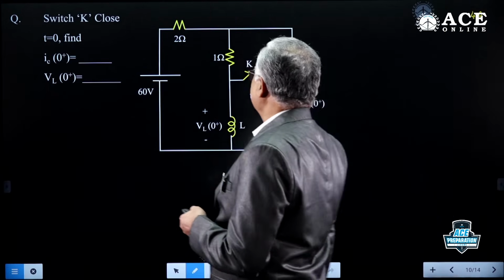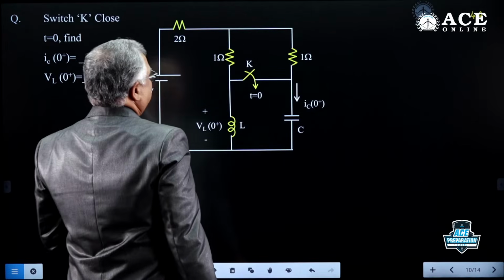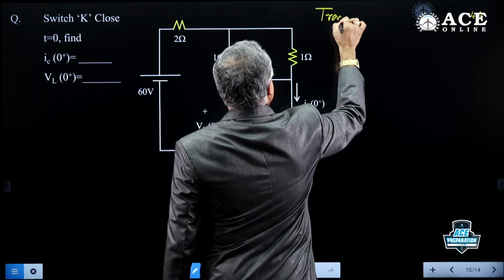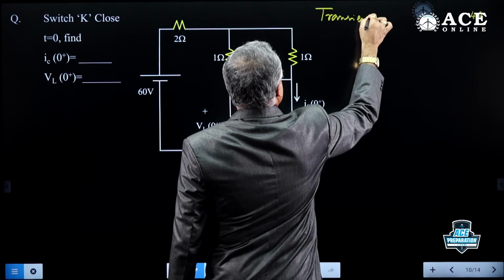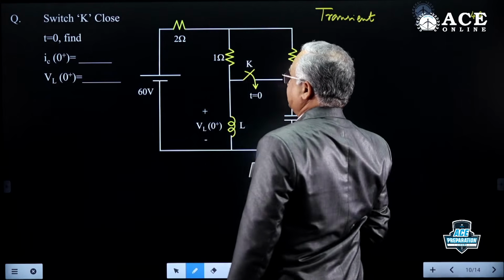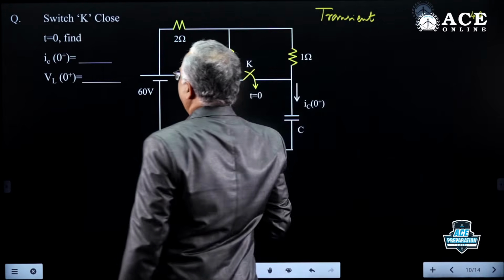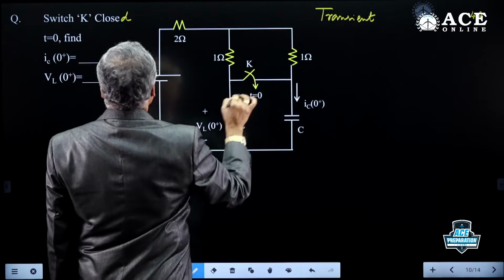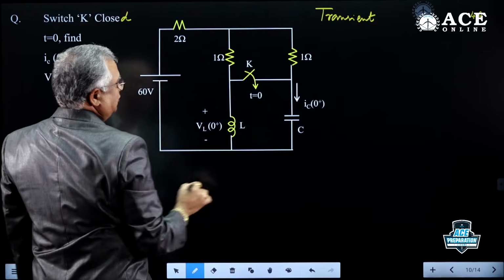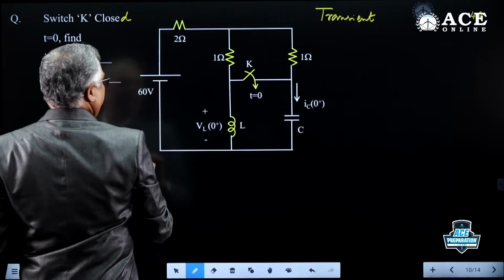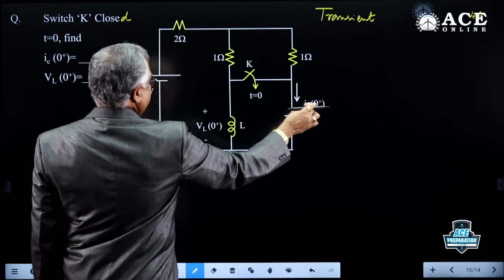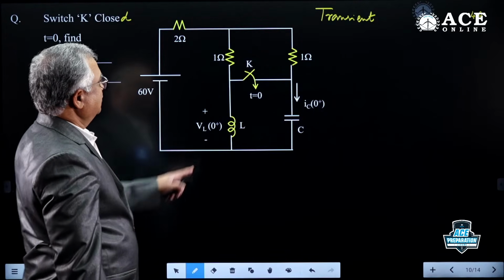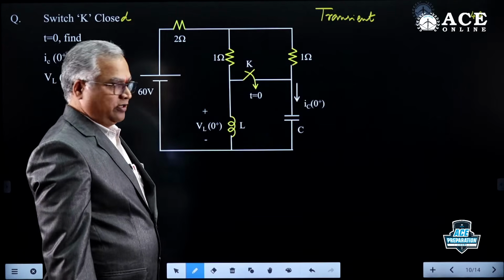This is another excellent problem in transient analysis. Transient analysis. The switch K is closed at T equal to 0. Find IC at 0 plus and VL at 0 plus. So that is the question.